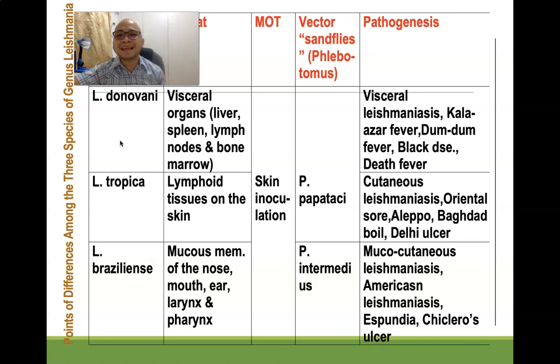Okay, so it will cause cutaneous leishmaniasis, or the oriental sore, or the Aleppo fever, Baghdad boil, or Delhi ulcer. And Leishmania brasiliense will infect the mucous membrane of the nose, mouth, ear, larynx, and pharynx. So take note that for the first two Leishmania, the vector is actually Phlebotomus papatasi, while for Leishmania brasiliense, it is Phlebotomus intermedius.